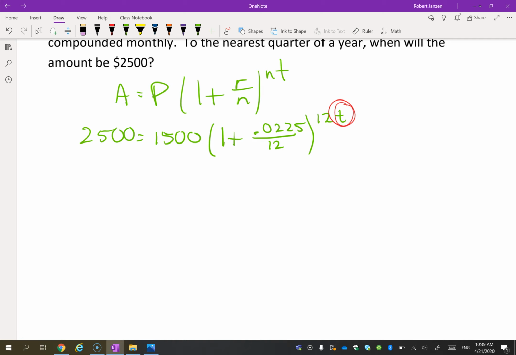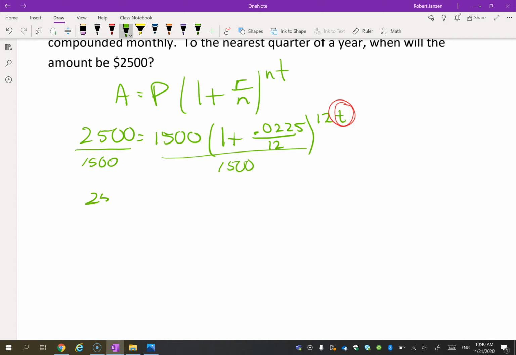All right? What kind of question is this? Well, there are no logs. The bases can't be made the same. This is a question that we're going to take the log of both sides. So I could start by taking log of both sides. But if you remember the last example I gave you yesterday, sometimes you can divide by this first. So I'm going to divide this side by 1500, and then I have to divide the other side by 1500.